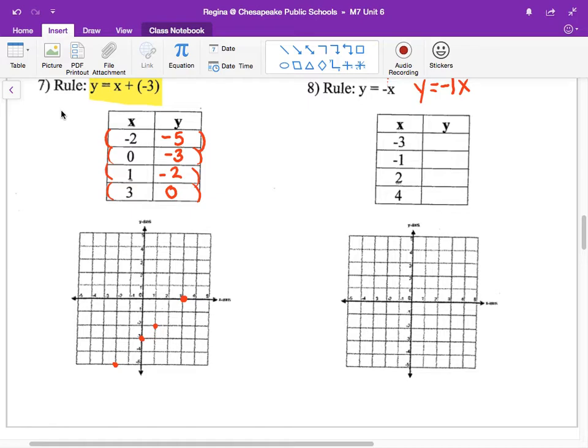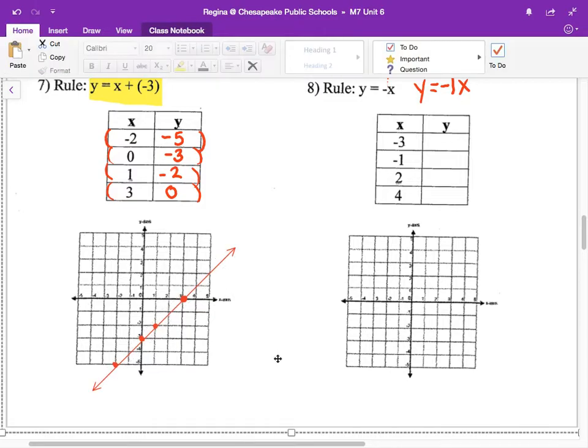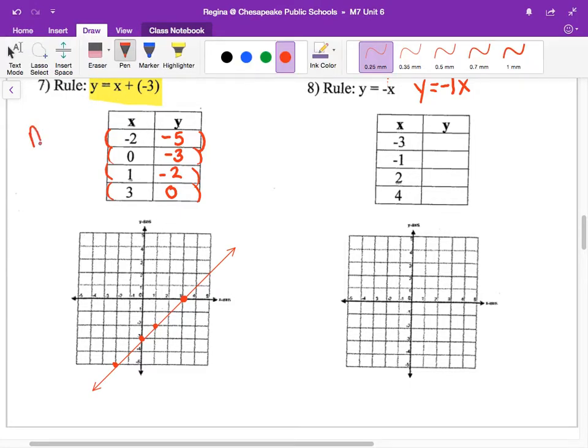All right, so let me put my line on here. My program allows me to draw a line with a ruler. Okay, there we are. I got a straight line. All of my dots are on the line, and it did not go through the middle because this is additive. This is an additive relationship.